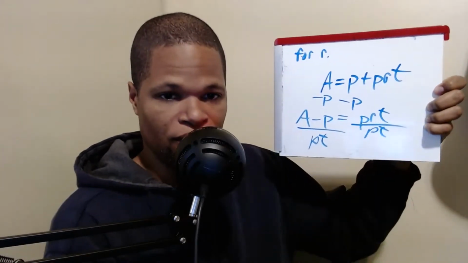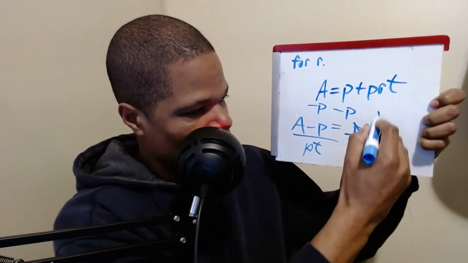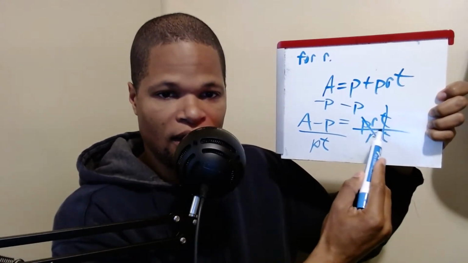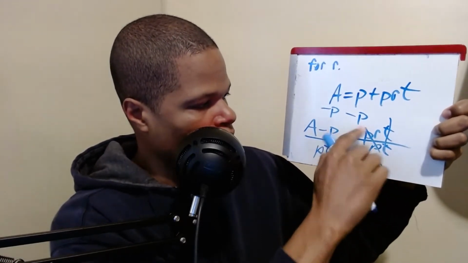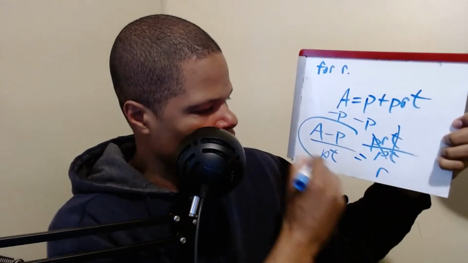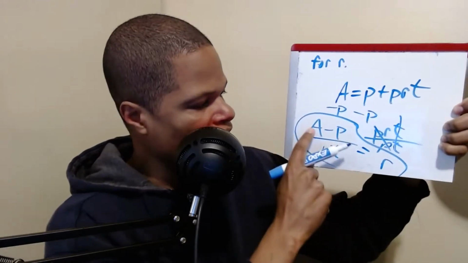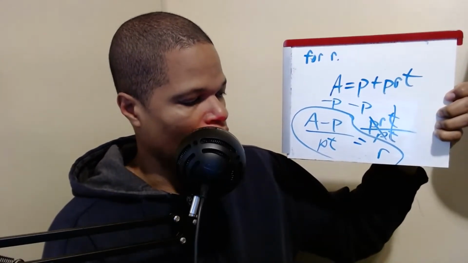Well, what's that going to do for me? That's going to cancel out the P's on that side. It'll cancel out the T's on that side. Ding, ding, ding, leaving me with just the R. Okay, so I'm running out of room here, but the new equation would look like this. I'm just going to circle it because I'm running out of room. It would be R equals A minus P over PT. A minus P over PT.